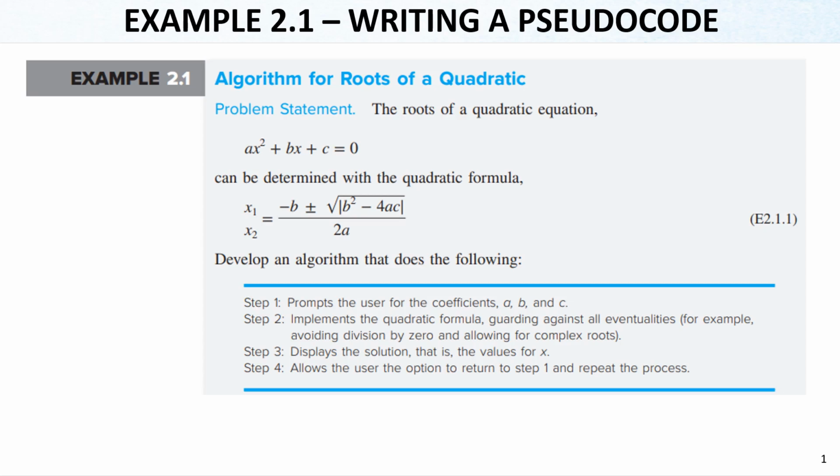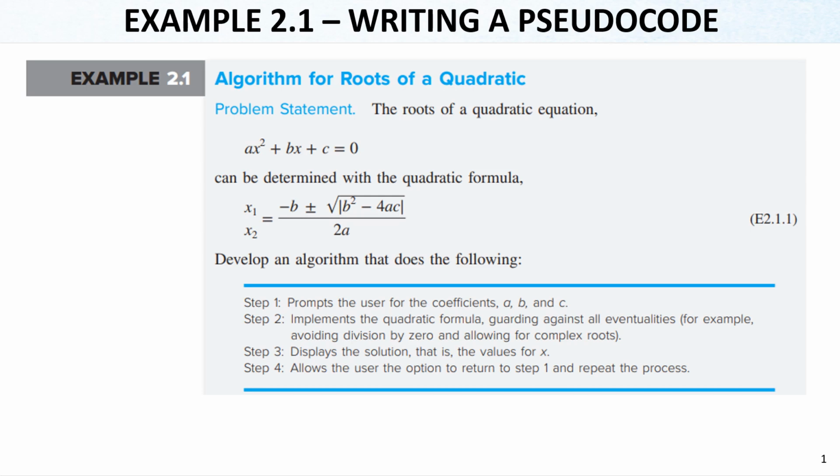In this slide, we will check an example to write a pseudocode for an algorithm for roots of a quadratic equation. So basically, if we have a quadratic equation, as you can see here, we simply find the roots of this equation. There are two roots because it's in second order. We can use this formulation, as you know from calculus, to find the roots of this equation.